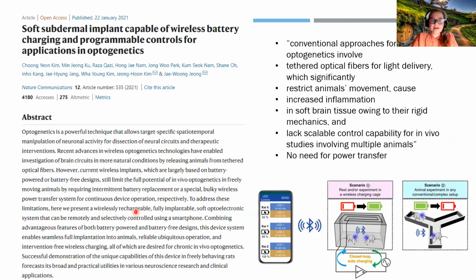And the last paper, which I think is the most fascinating one, is very recent, January 22, 2021: a subdermal implant capable of wireless battery charging and programmable controls for applications in optogenetics.